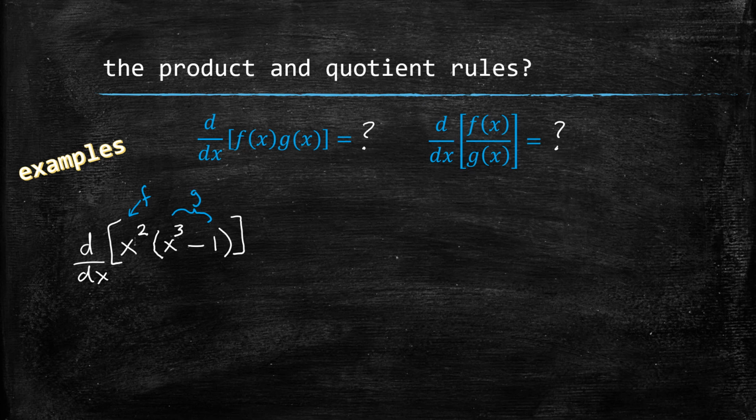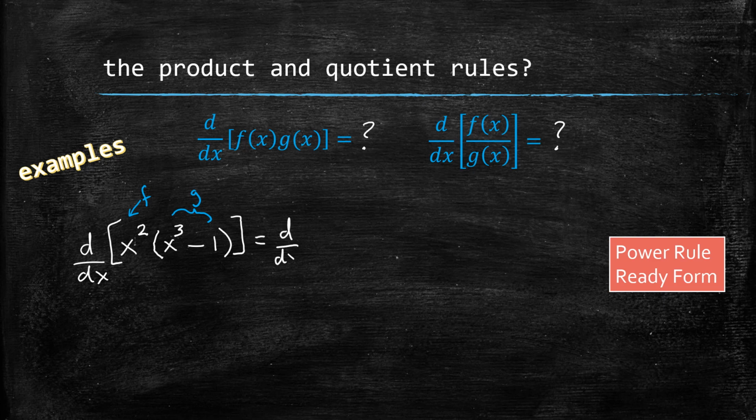You actually cannot take the derivative of it in that form. You have to put it in what I like to call power rule ready form. And that means you have to, in this case, just distribute. So x squared times x cubed is x to the 5th, minus x squared. And then you can apply the power rule because we basically have it in polynomial form, no products or quotients, and that would be the answer there.